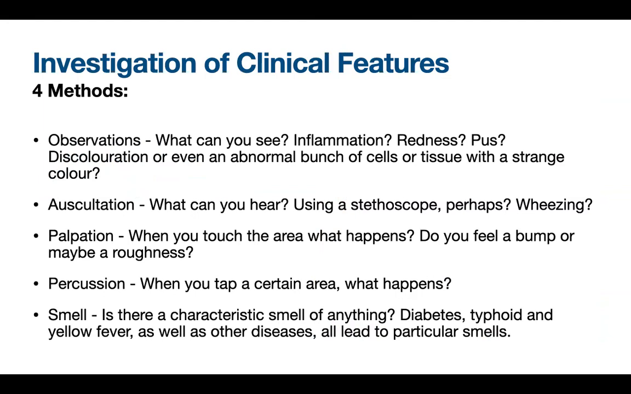There are observations. So what can you see? Redness, pus, discoloration, or even an abnormal bunch of cells or tissue with a strange color. Auscultation, which is what can you hear? Possibly using a stethoscope. Is there wheezing? In that same vein, can anyone think of what exactly, if you're using a stethoscope, you might hear, perhaps on a certain organ?